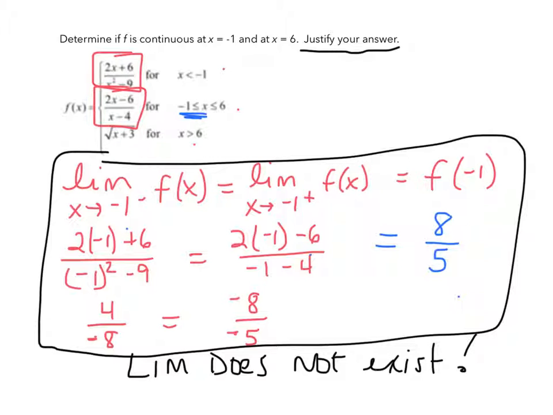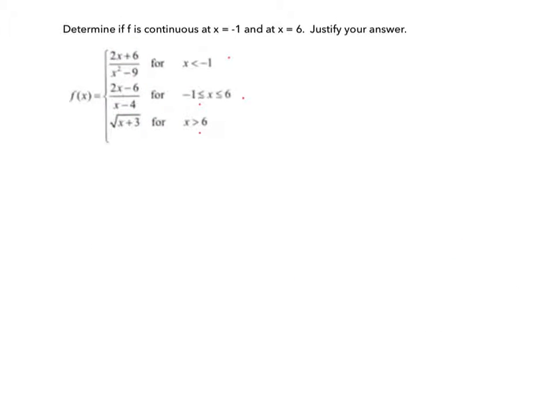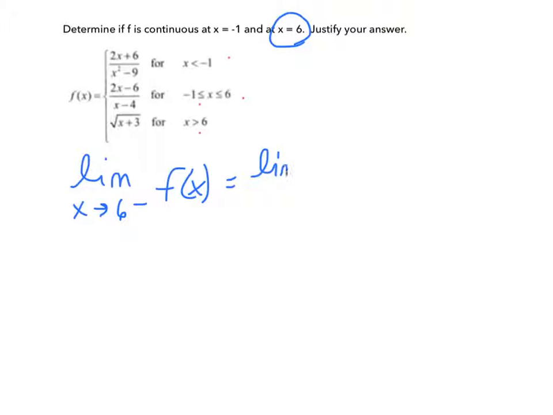Okay, so we're going to go on to the next one, the second half of this question. It's asking us to determine if f is continuous at x equals 6. Same thing. I'm going to set up the limit as x approaches 6 from the left of f of x. Is that the same as the limit as x approaches 6 from the right of f of x? Is that the same as f of 6?